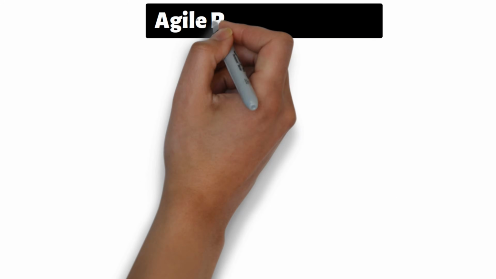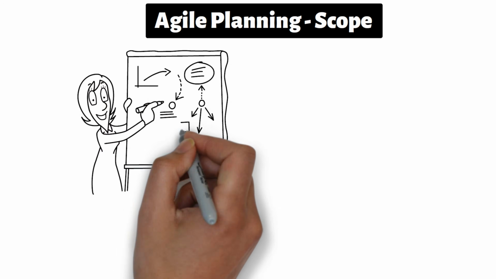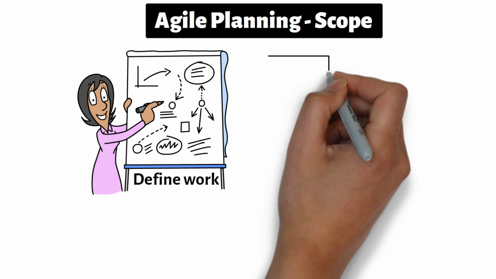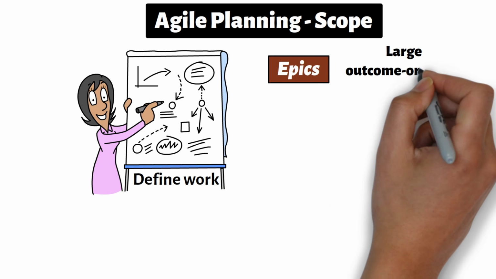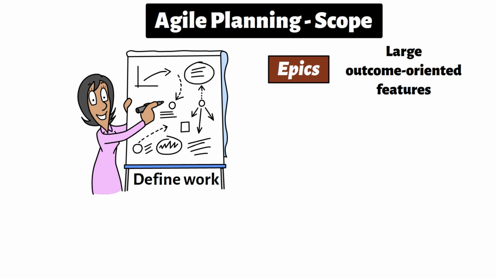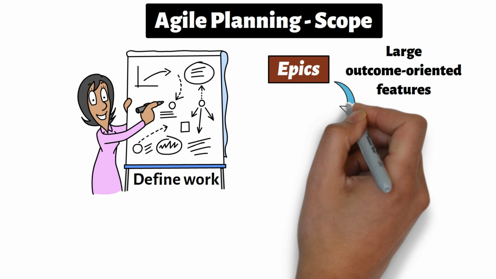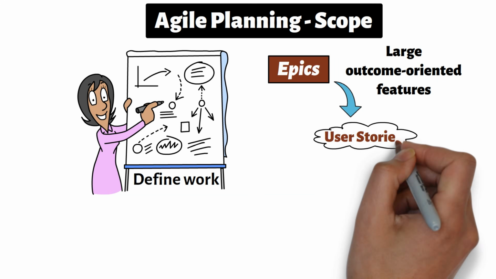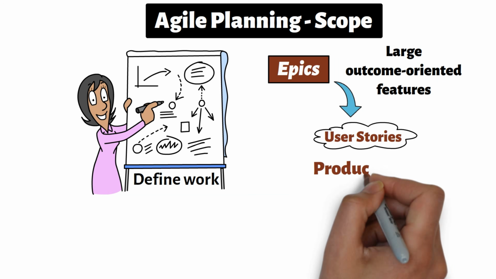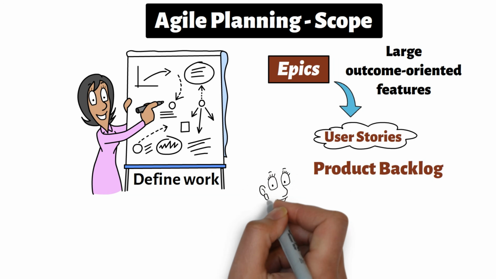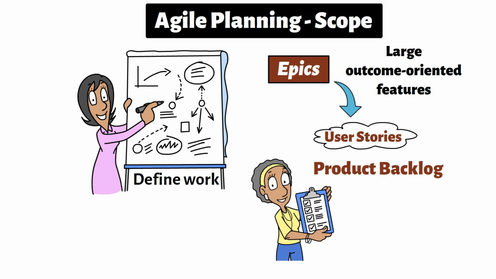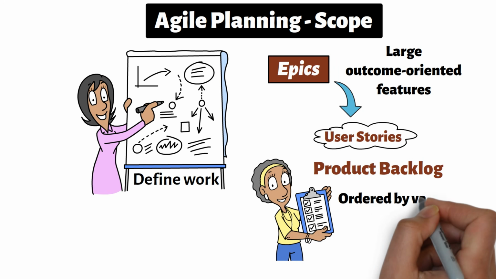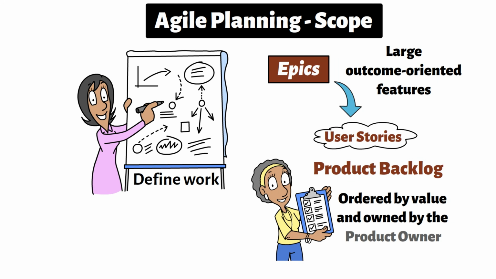Once the vision is clear, the next step is to turn that vision into defined work. In Agile, this starts with epics. Epics represent large, outcome-focused capabilities. These epics are then decomposed into user stories, which form the product backlog. The product backlog is the evolving list of everything that might be needed in the product. It is ordered by value and owned by the product owner.